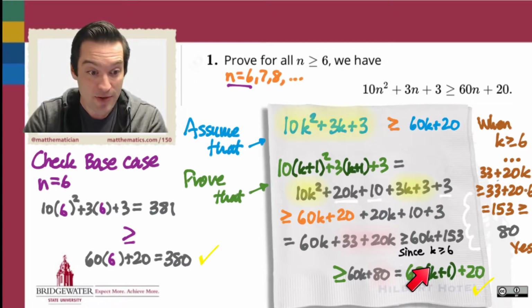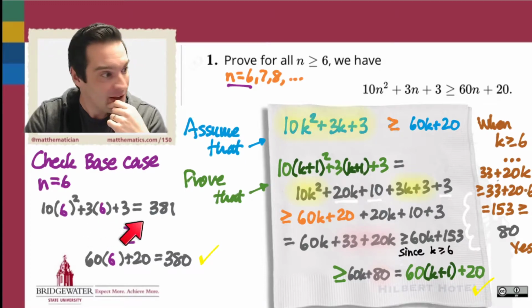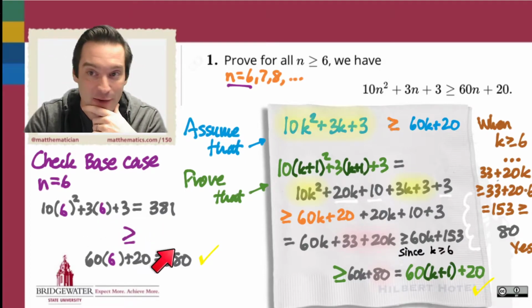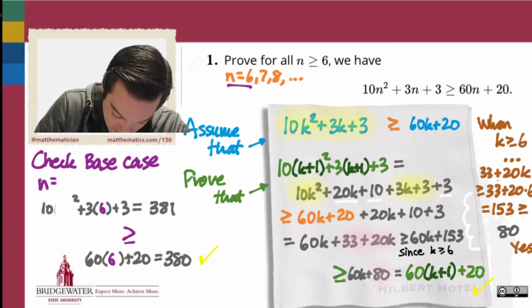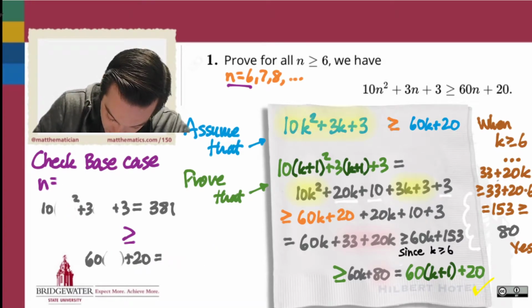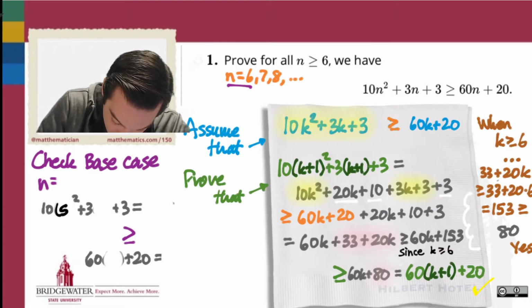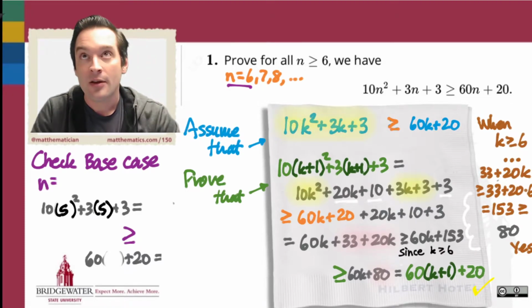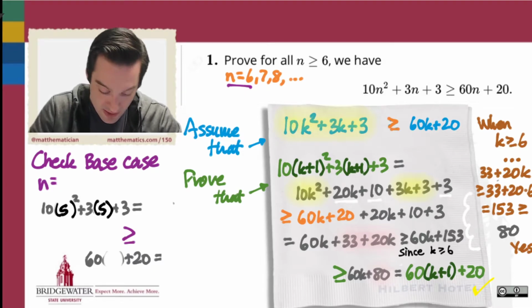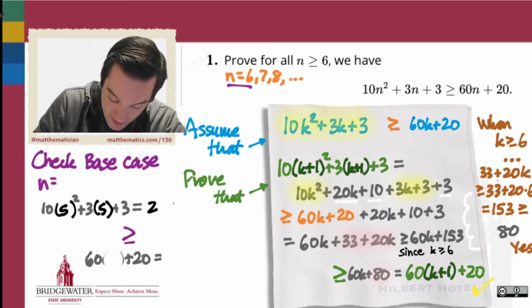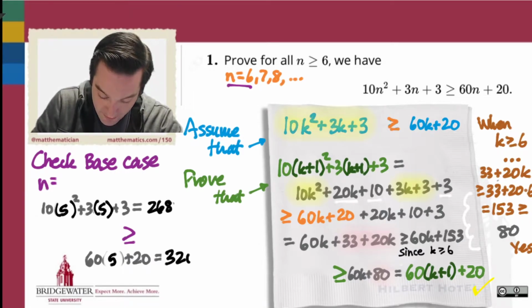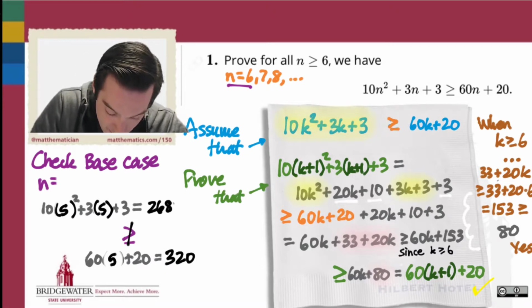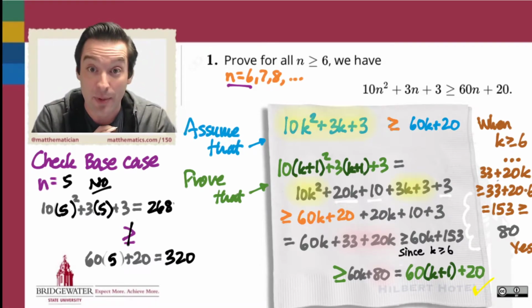But if we try 3, 4, or 5 in our base case, look at how little room we had in between the left-hand side and the right-hand side for the n equals 6 case. If we substitute 6 out for 5, let's just see if it still works. So 10 times 5 squared plus 3 times 5 plus 3. 5 squared is 25 times 10 is 250 plus 15 would be 265, so this is 268. But then 60 times 5 plus 20, that's 320. And so the n equals 5 case does not work.